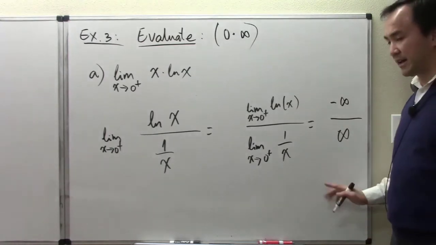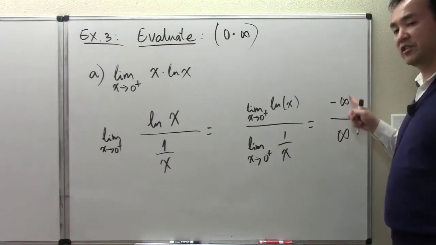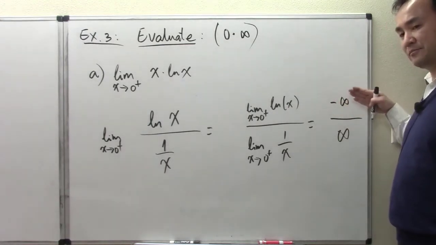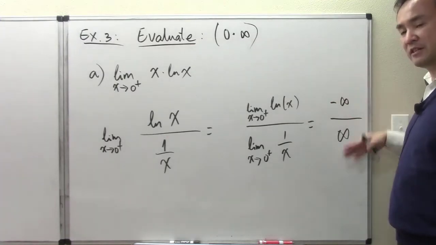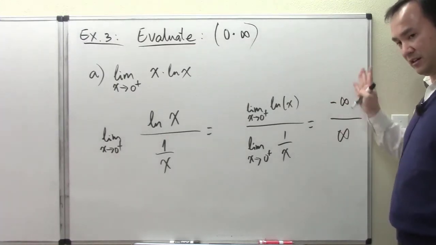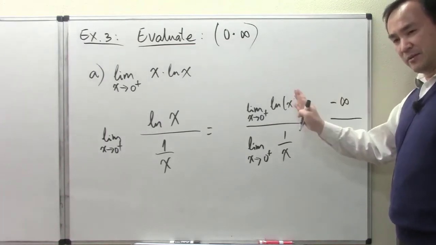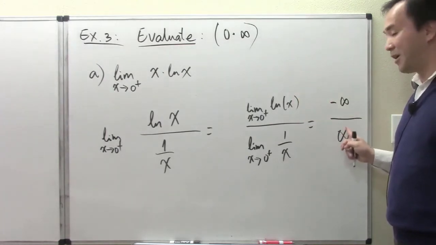If we're rewriting our function that way, then we run into an indeterminate form. And like I said, don't worry about the negative sign as long as we have infinities involved in both numerator and denominator here. That's where we call it one of the two fundamental indeterminate forms where L'Hopital's rule can apply.